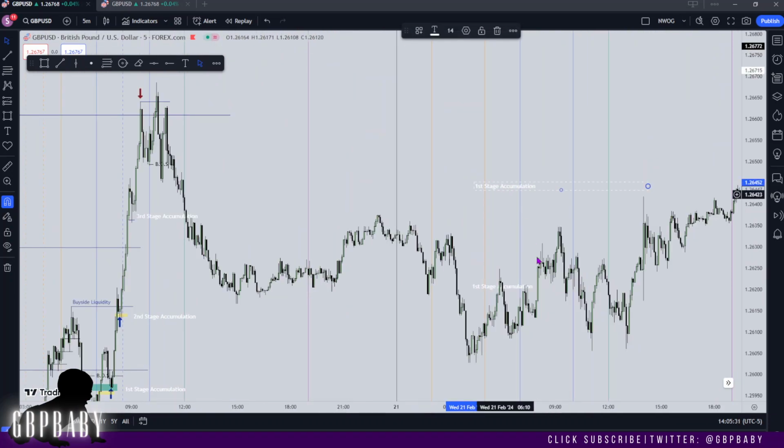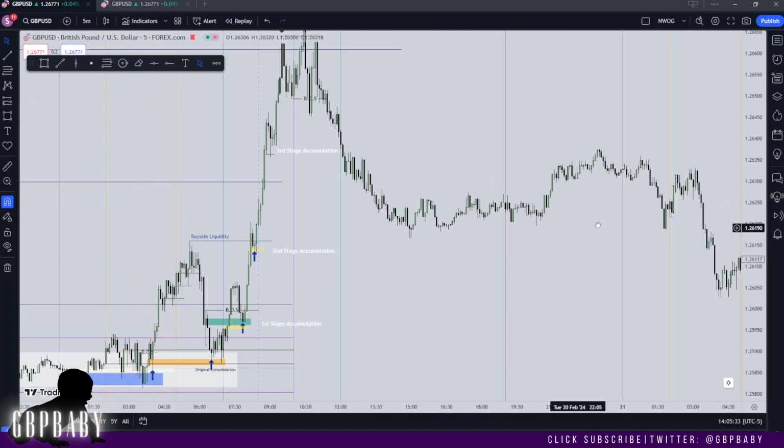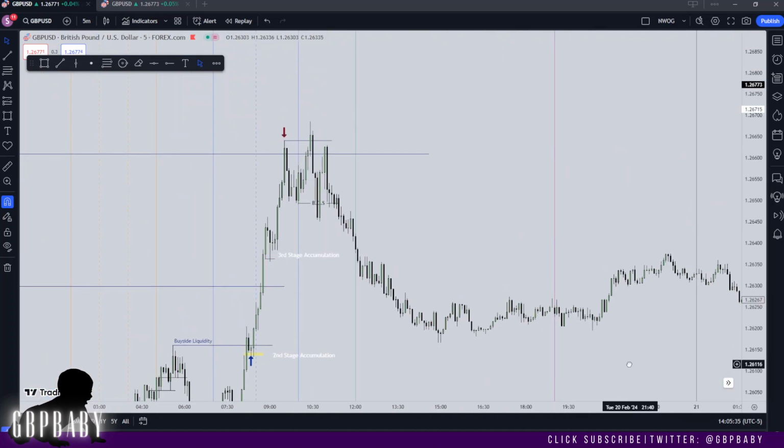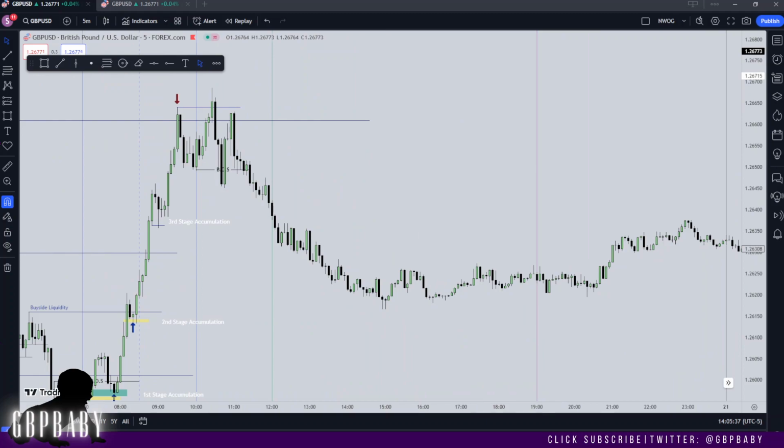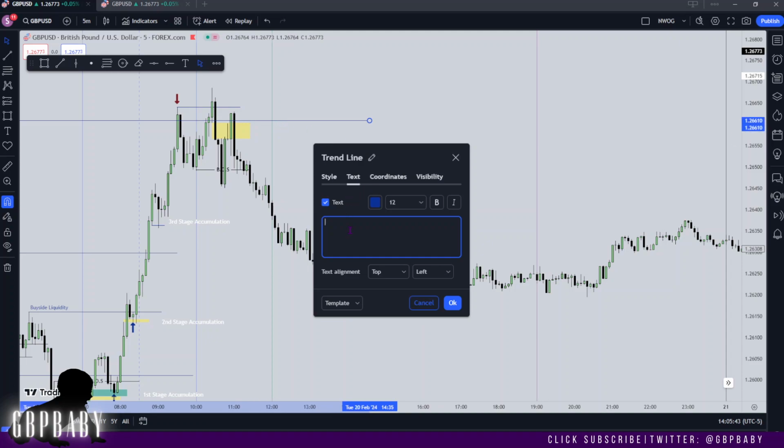So let me just, I don't know how these got there. Let's go now onto the Wednesday. And then make sure this is delineated as a breaker, bearish breaker.